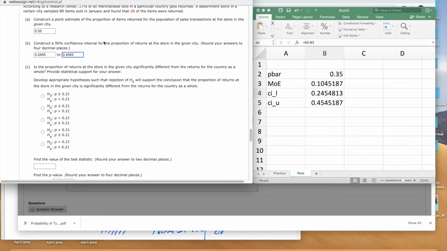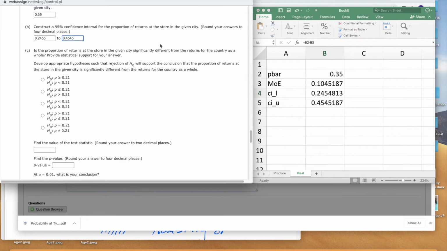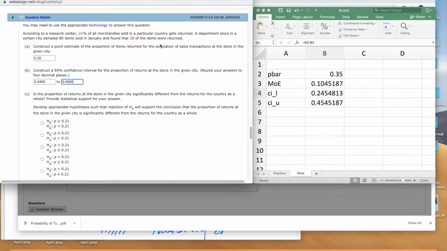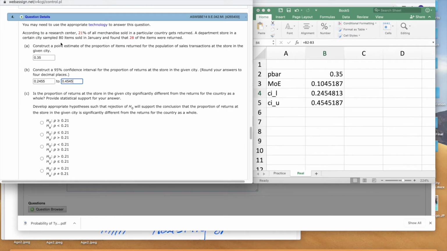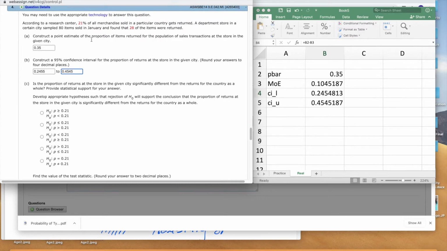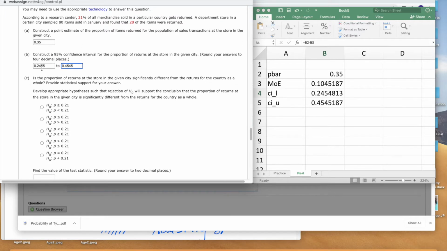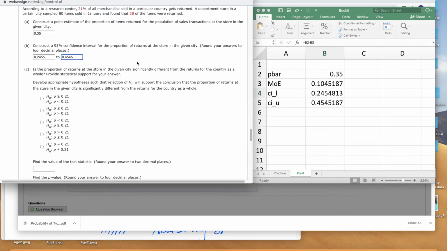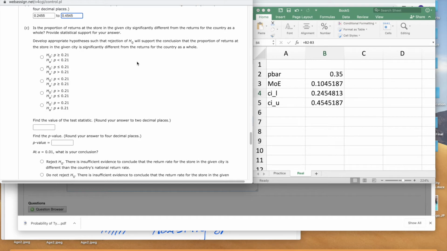So I just wanted to point that out, that there is a strong connection between confidence intervals and hypothesis testing. They're not like totally different things. Because we're going to find, I'll tell you, the secret's out, we're going to find that it's statistically significantly different. One really big clue that we're going to find that is that 21% is not in between 24.5% and 45.5%. So I just wanted to point that out real quick.